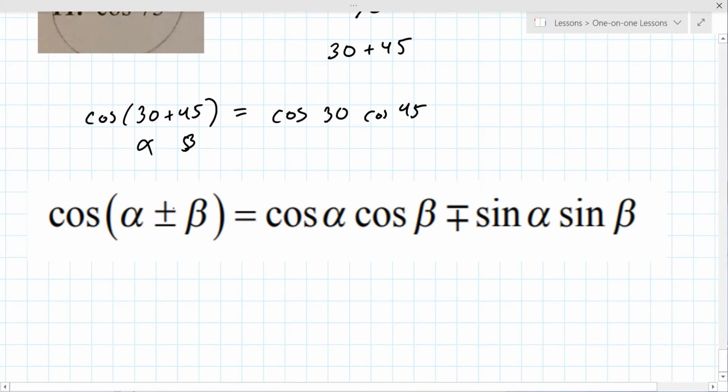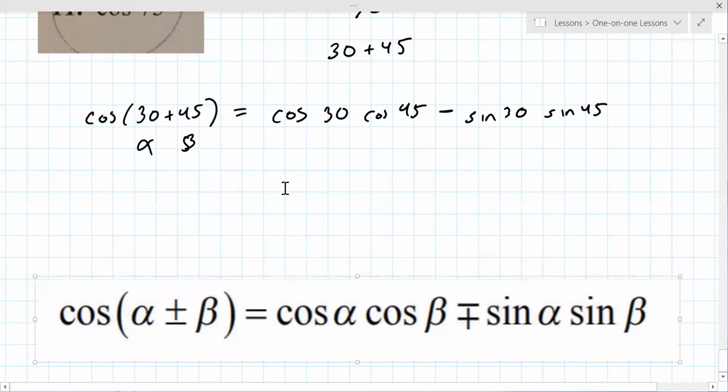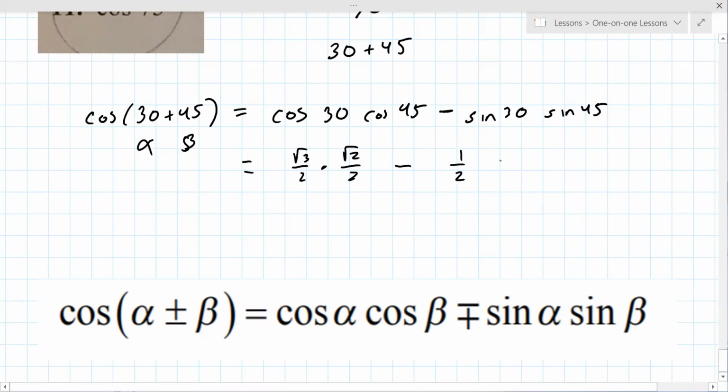It's plus here, so then it's minus up here. So this is minus sine 30, sine 45. I'm going to move this down, so kind of in the way. Okay, cosine 30, that's square root 3 over 2. Cosine 45 is square root 2 over 2. You're multiplying those. Sine 30 is 1/2. Sine 45 is square root of 2 over 2.